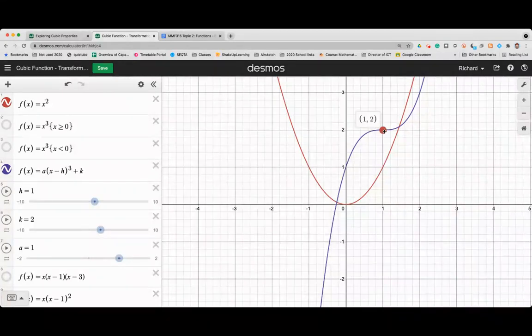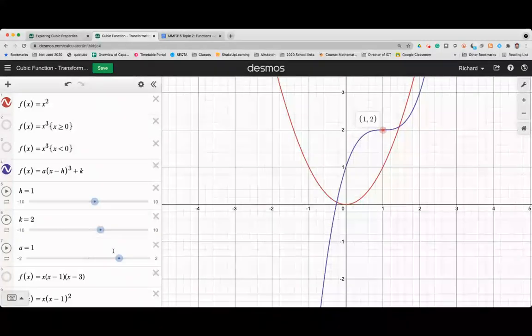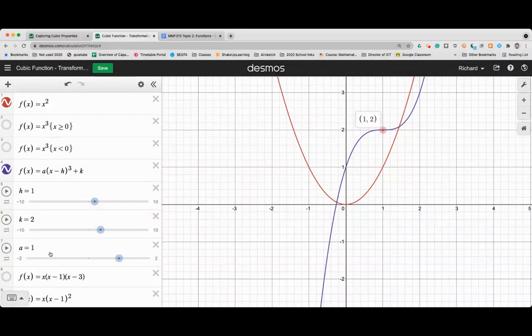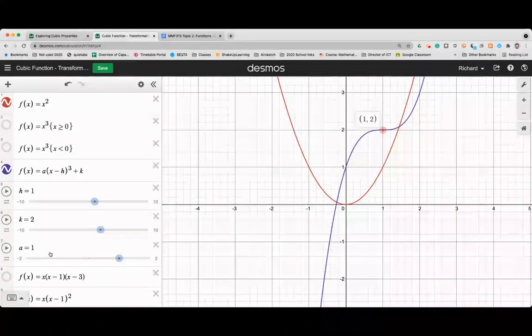Is that okay so far? Okay, so that's those ones. We've also got A. A is the dilation factor. As A gets bigger than 1, it makes the graph shrink like this. Okay, it squishes it.